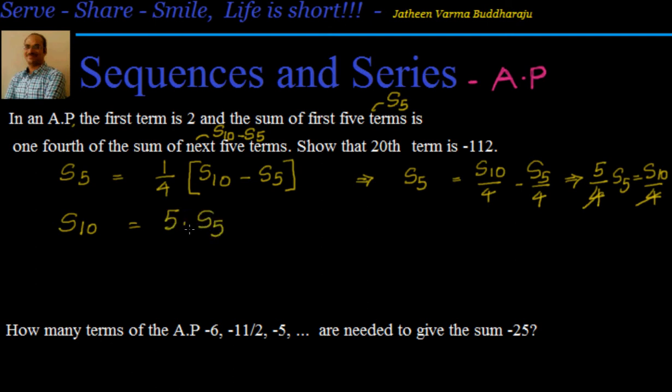Okay, let's substitute this now. What is the formula for S of 10? n by 2, that is 10 by 2 into 2a, where a is 2, so 4, plus, what is the formula we are using? S of n equals n by 2 into 2a plus n minus 1 into d. This is the formula we are using.